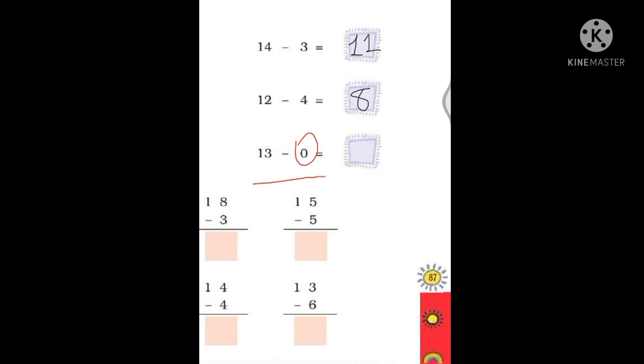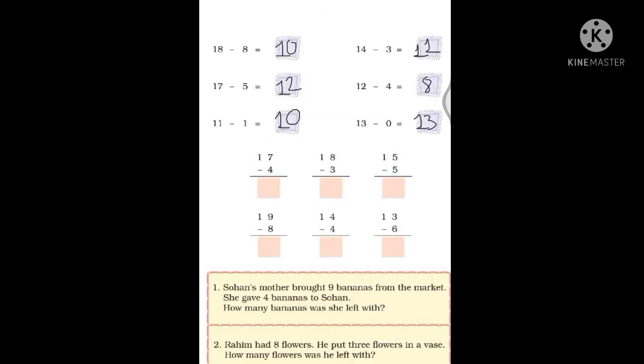So students, again here the 0 property of subtraction. If you are subtracting from any number, if you are subtracting 0, always we get answer that number. So here we get answer 13. Clear, everyone? So write down answer 13. So here you can see all the answers. Yes or no, everyone? Now we will do the subtraction of this number 17 minus 4.